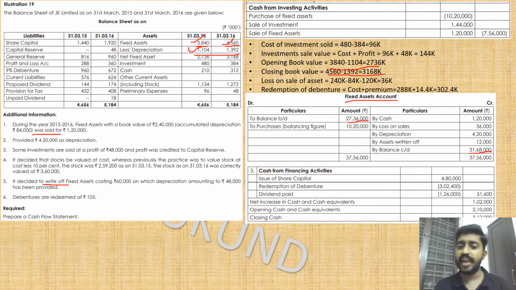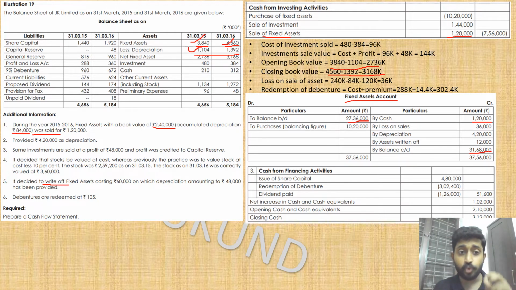Now we have to find what are the other figures that we have to plot. Here it is said a fixed asset with a book value of 2 lakh 40, accumulated depreciation of 84,000, sold for 1 lakh 20,000. So there is a sale for which cash will come to you, and this cash is 1 lakh 20,000. So sale of fixed assets, 1 lakh 20,000, is a cash inflow.